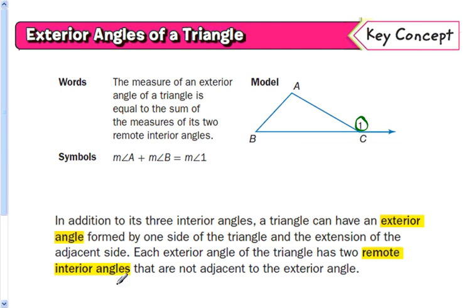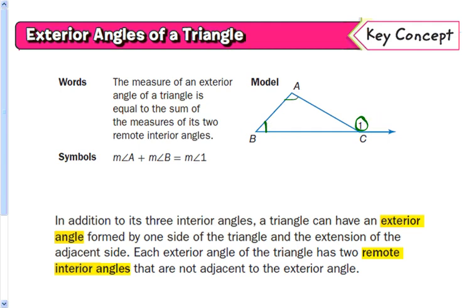And what this says is that this angle right here, angle 1, is equal to the 2 remote interior angles. Remote interior angles are the angles that are not adjacent to angle 1. So it's not this angle right here, but it's going to be the 2 opposite ones, angle A and angle B. So if you know these 2 angles, you can add them up and it's going to give you angle 1. Again, the remote interior angles are the ones across from it. They're opposite. So the remote interior angles of 1 are A and B.